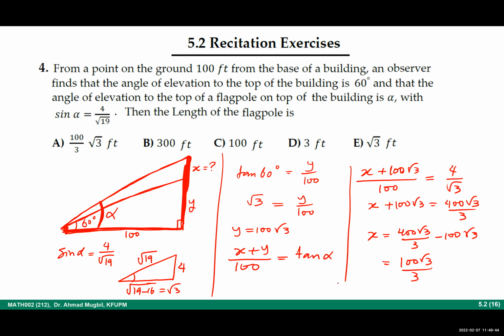Yes. And the answer is A. Any question related to this, Shabab? Again, all what you need to do, use all what you have to find what you want. I don't like to play with the choices when I have to solve the problem. You can do that, but not in general. Yes.